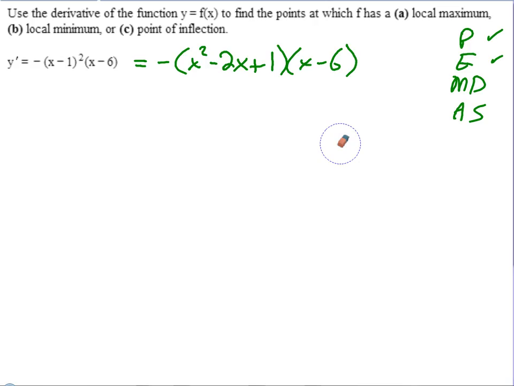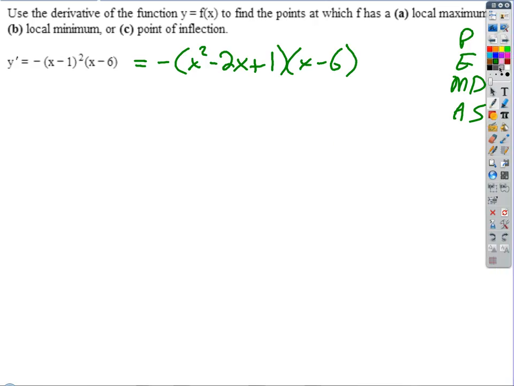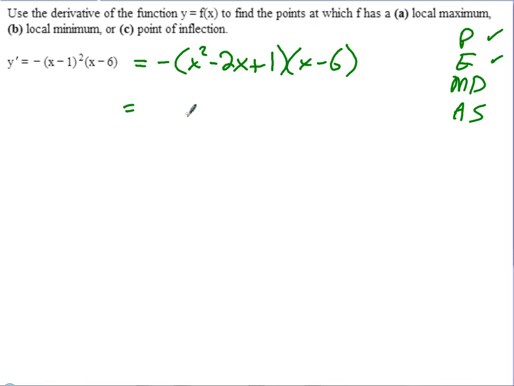We could multiply out. Okay. So if I were to distribute the negative sign all the way through and distribute the x minus 6, what's that going to give me? Negative x cubed, so negative x cubed plus 2x squared minus x. Now I got to distribute the minus negative 6, so plus 6.